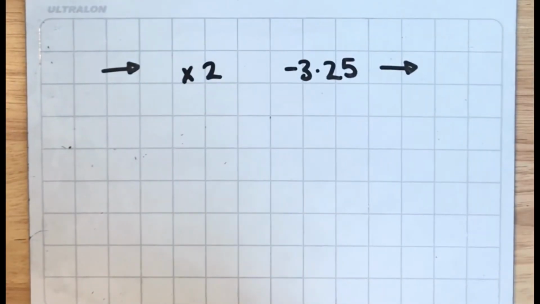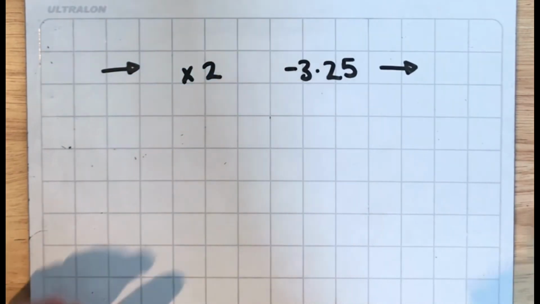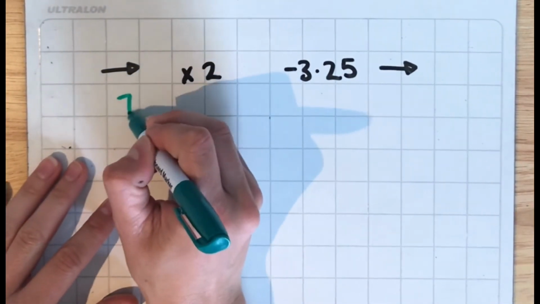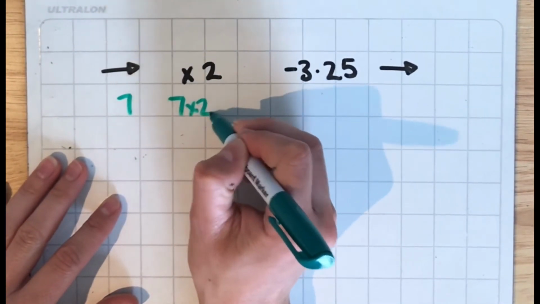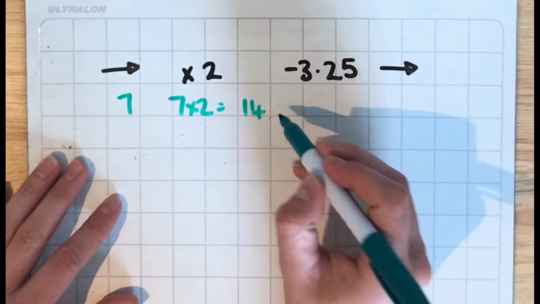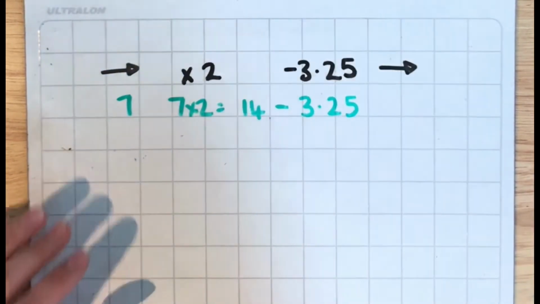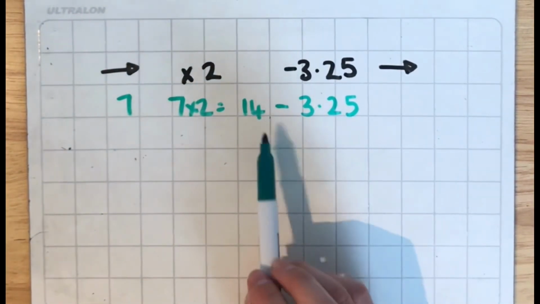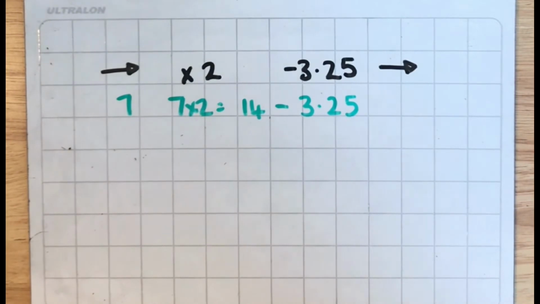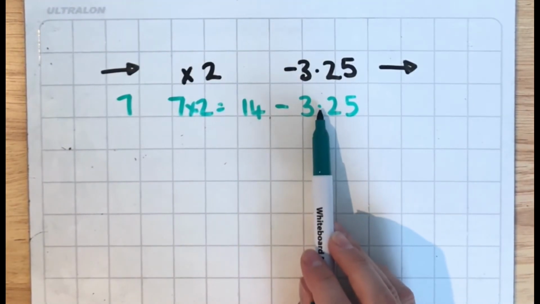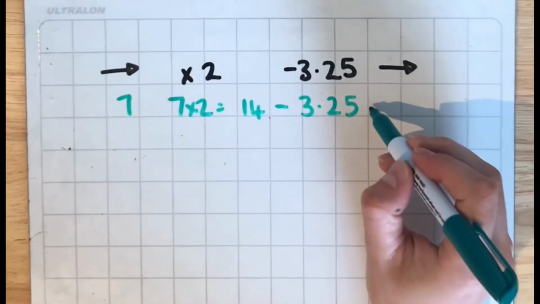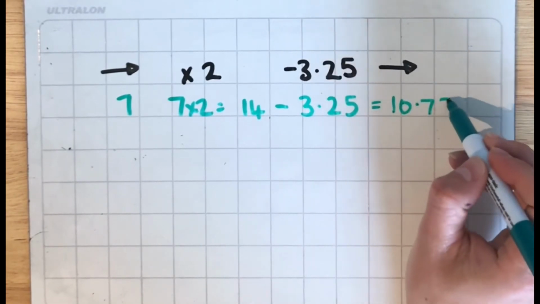Question 47. We've got a very popular question that comes up all the time, function machine. When you go through the function machine, you just follow the steps. If the number that goes in is 7, you're going to do 7 times 2, which is 14, and then you need to take away 3.25. Some of you will be happy to do that in your head. 14 take away 3 gives you 11. 11 take away 0.25 is going to give you 10.75.